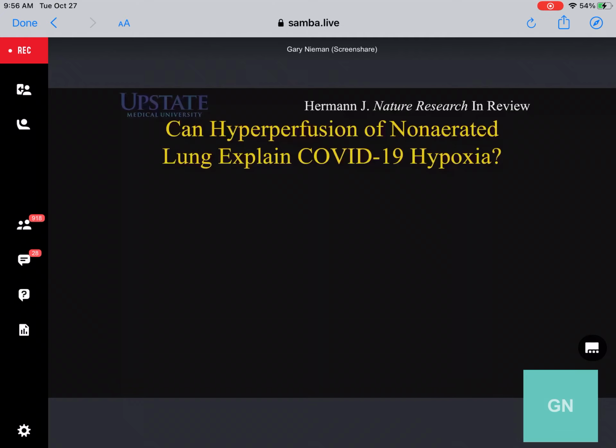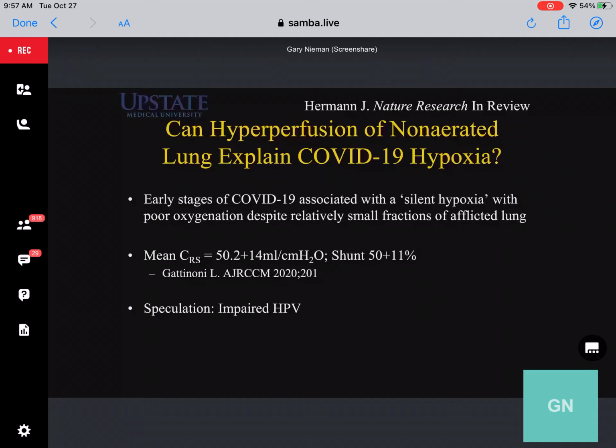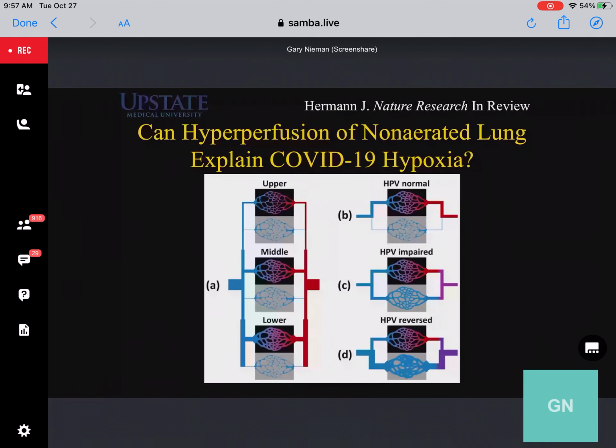So could hyperperfusion of this lung tissue explain this silent hypoxia, a poor oxygenation plus a mostly open lung? Gattinoni has shown that patients can have respiratory system compliance as high as 50 and still have a 50% shunt. It's highly unusual. Speculation is that we have this impaired hypoxic pulmonary vasoconstriction. And so recent papers were published using a computational model to see if this makes sense, if you could actually get hyperperfusion of the small areas of collapse and actually cause a 50% shunt. And in this study, and again, it's a computer model, they showed the aerated portion of the tissue in black and the non-aerated in gray.